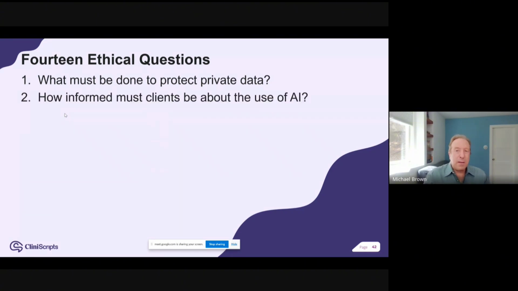How informed must clients be about AI? In some cases, if the AI is being used behind the scenes, do they even know that their data is being passed through an AI algorithm? Do they need to know?